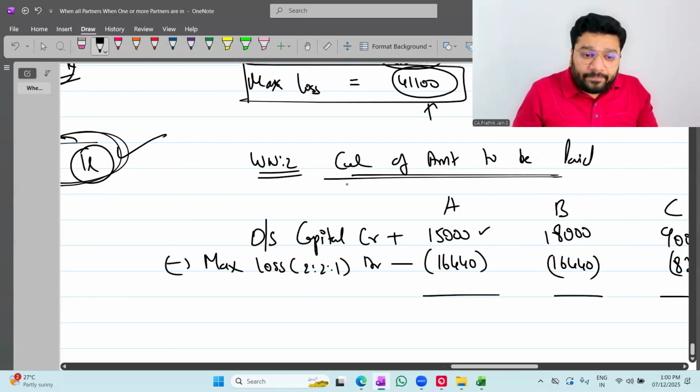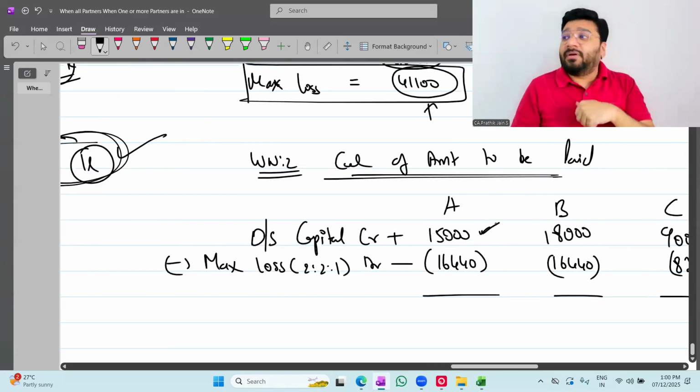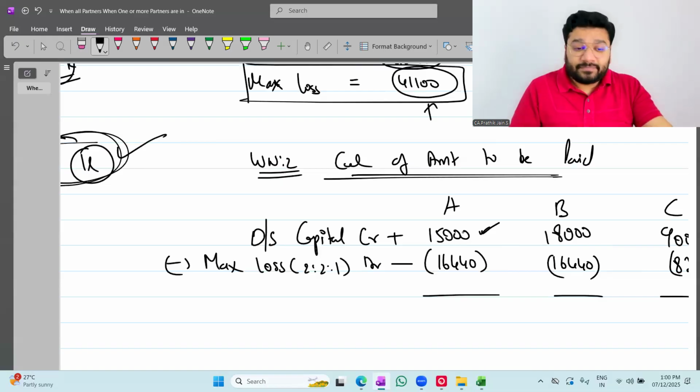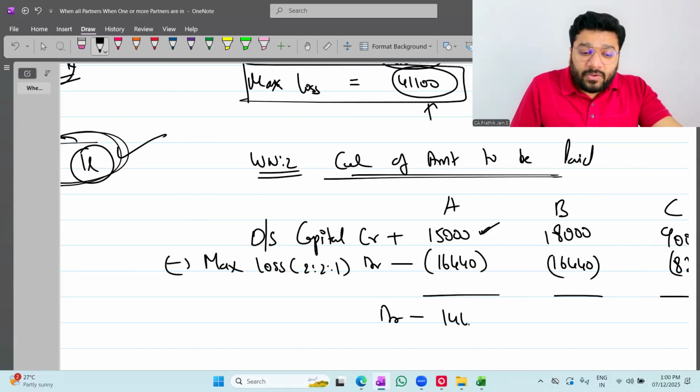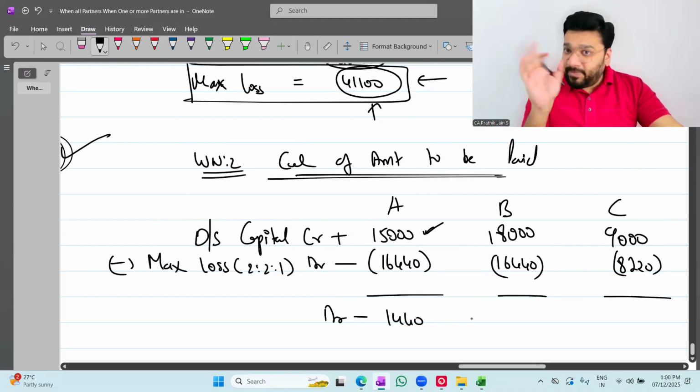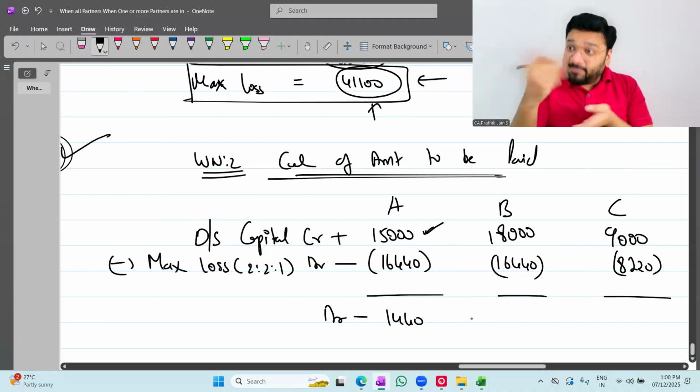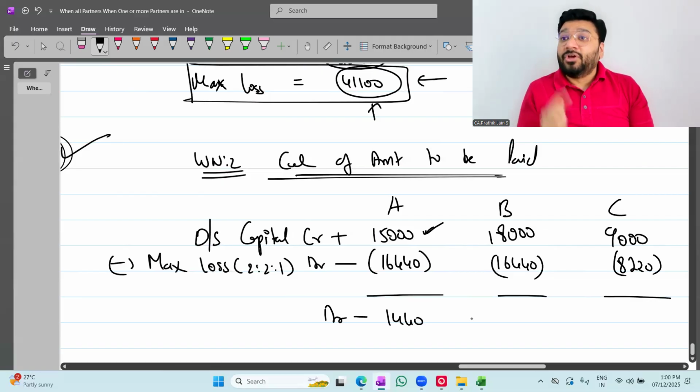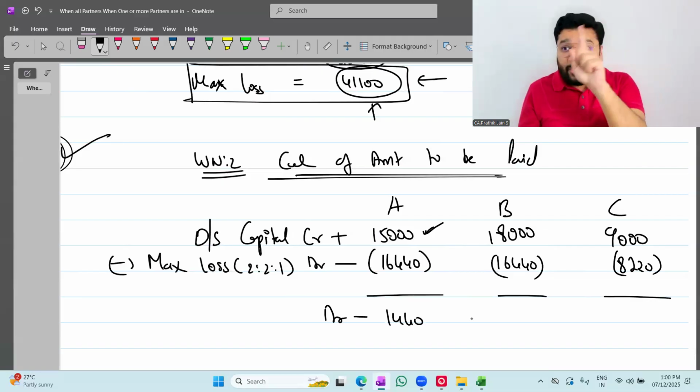15,000 rupees we have to pay. 16,440 we have to recover. So net, should I pay or recover? Net recover. Debit balance, how much is it? 1,440. Will we make payment to A here? No, because we have to receive money from him. Why will I make the payment to him? So I'm very clear that I'll not make payment to A.